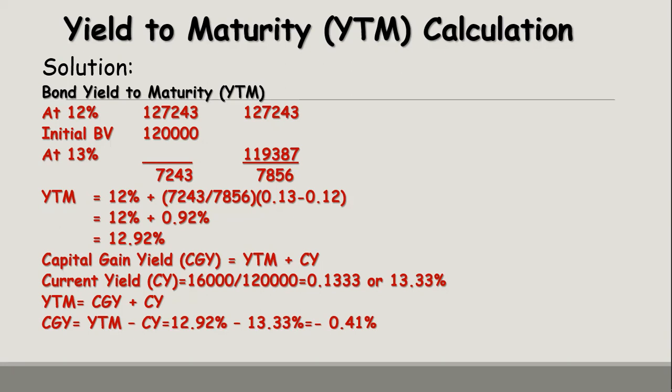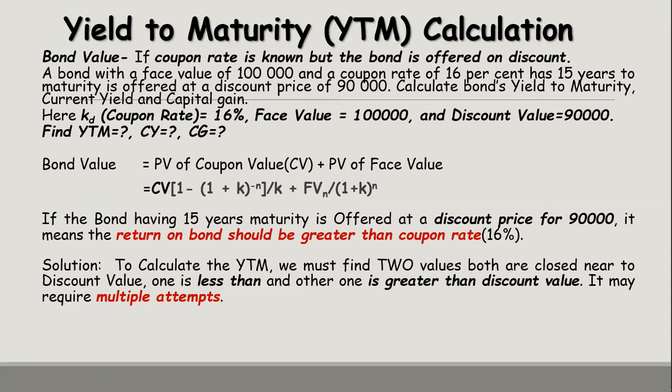Premium value means a value greater than the par value or the face value. Here we have another example. If the coupon rate is known but the bond is offered at a discount: a bond with a face value of 100,000 and a coupon rate of 16%, with 15 years maturity, is offered at a discount price of 90,000. Calculate the yield to maturity, current yield and capital gain. So the coupon rate is 16%, face value is 100,000, discount value is 90,000, and we have to find yield to maturity, current yield and capital gain.